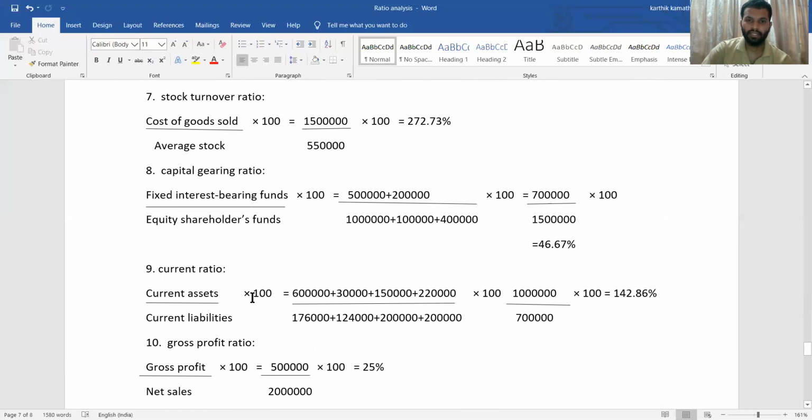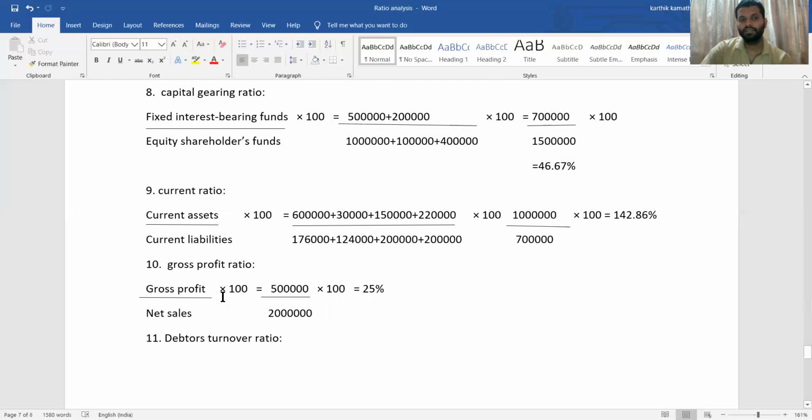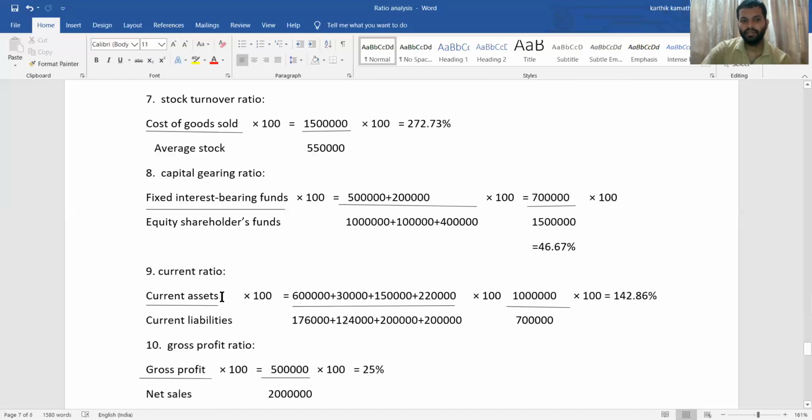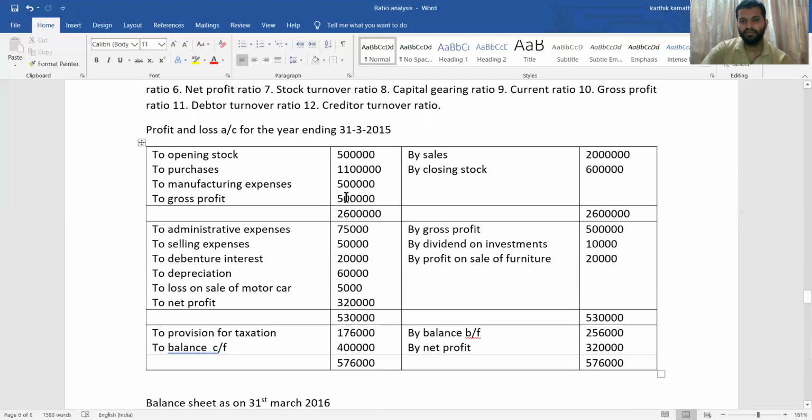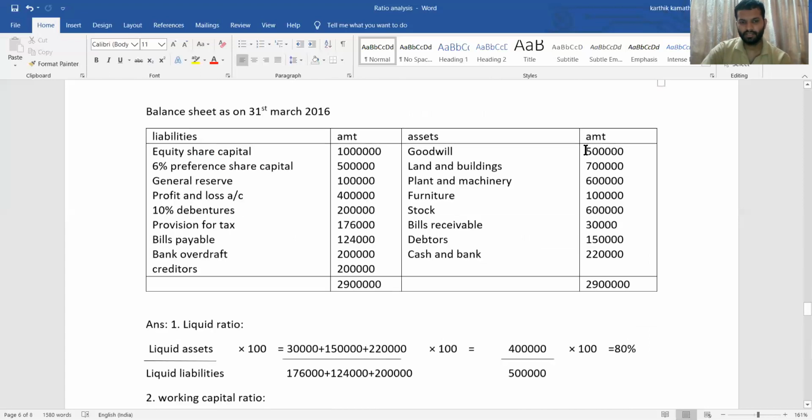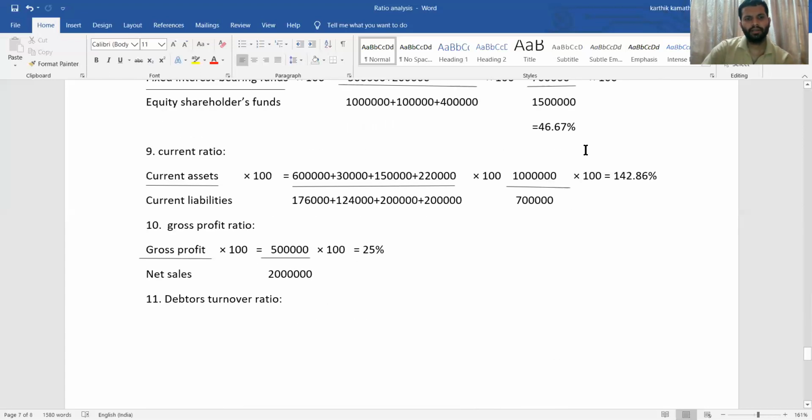Then current ratio, current asset divided by current liability into 100. We have already calculated it as working capital ratio. Same calculation you need to show for current ratio as well. Then gross profit ratio: gross profit divided by net sales into 100. Gross profit is given in profit and loss account as 5 lakh. 5 lakh divided by net sales 20 lakh into 100 will be 25%.